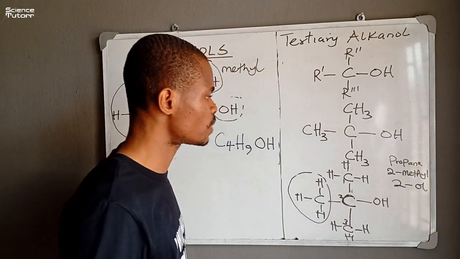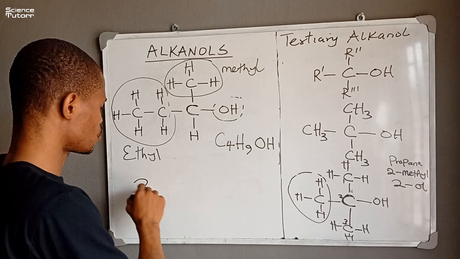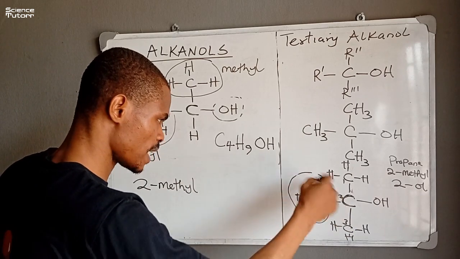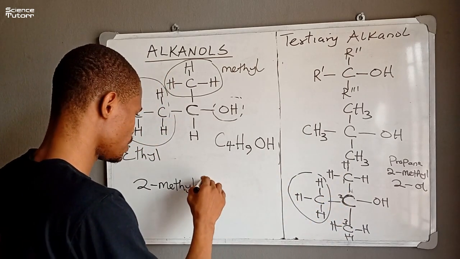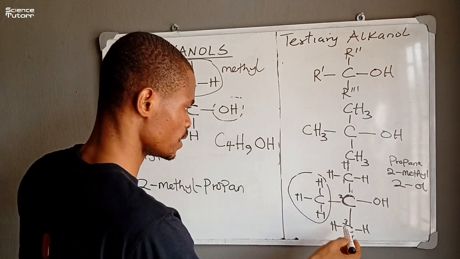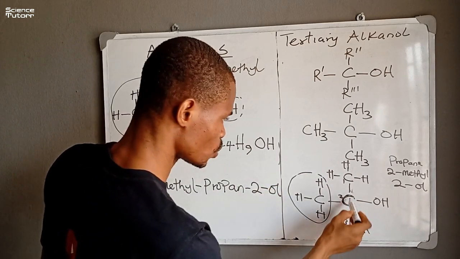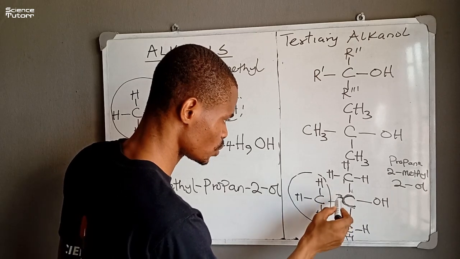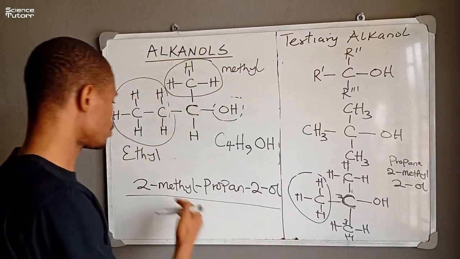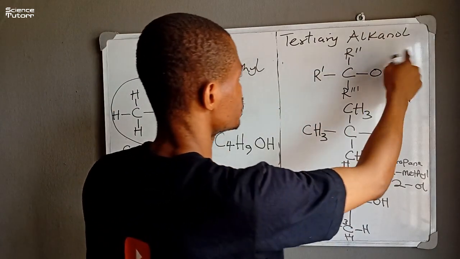That simply means 2-ol. So putting all of this together, we are going to be naming this compound as 2-methyl. The family is propan, from the word propane, because we have one, two, three, propan-2-ol. The 2 is as a result of the carbon at the second position attached to the functional group, which is the hydroxyl group. So 2-methylpropan-2-ol is simply an example of a tertiary alkanol.